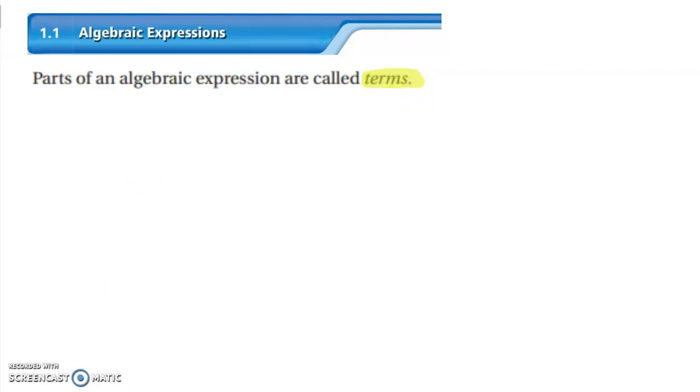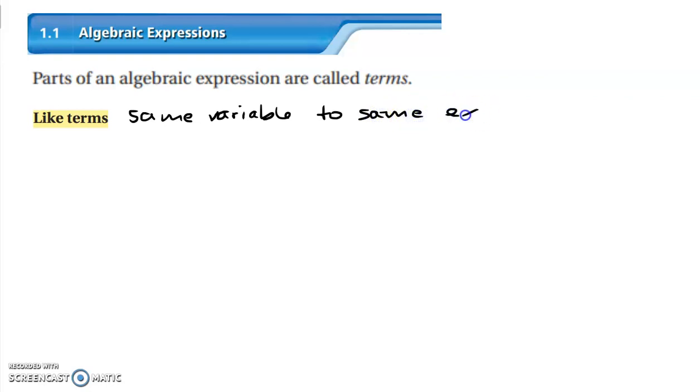Now in class we looked a little bit at like terms. Remember, like terms are terms that have the same variable to the same exponent. Same variable to the same exponent.